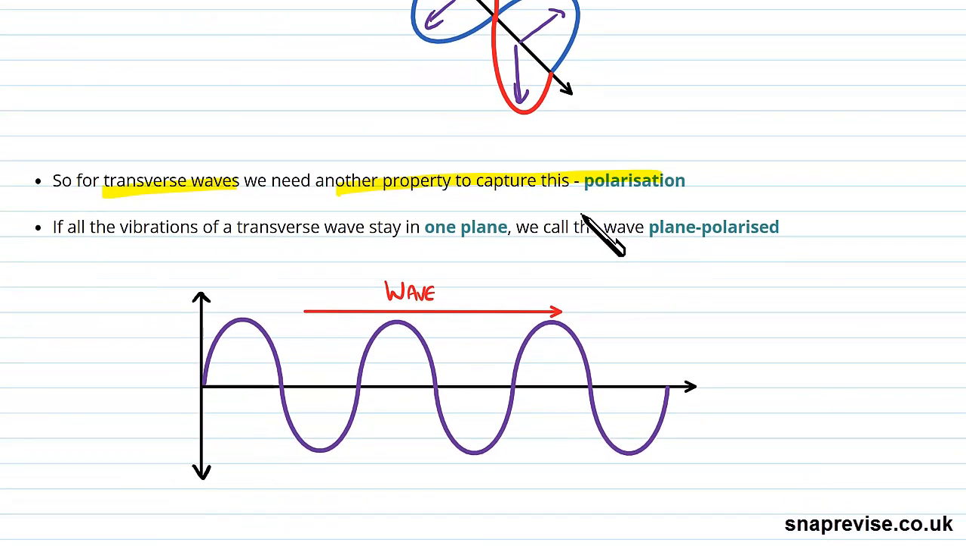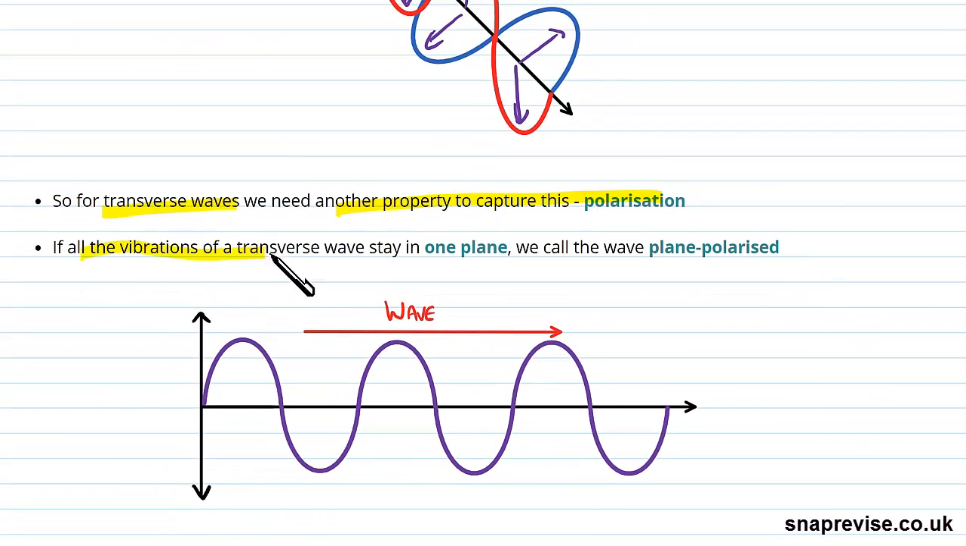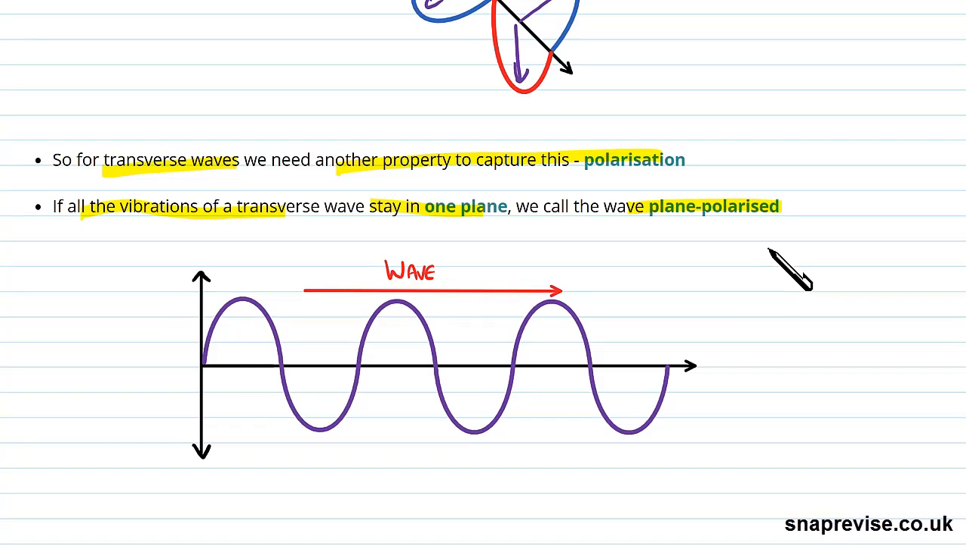So, just pinning down this polarization thing, if all the vibrations of a transverse wave stay in one plane, we call the wave plane polarized. And that's like saying we're looking at this page and we've got this wave going on like this. What we're saying is its vibrations are perpendicular to the direction of travel, but inside this plane. So you can think about looking at, if this were a piece of paper, looking down, you can think of the wave vibrating up and down like this, in the plane of the page.